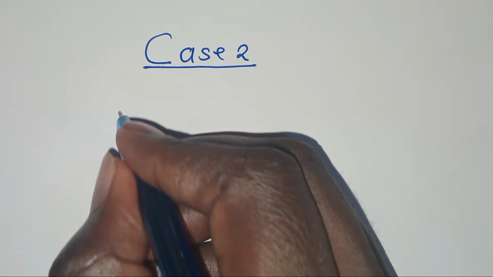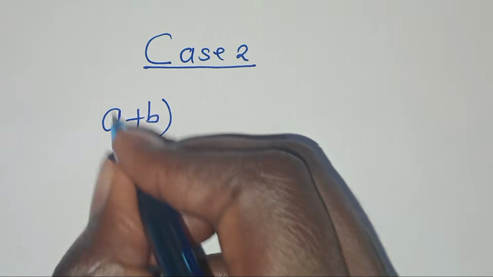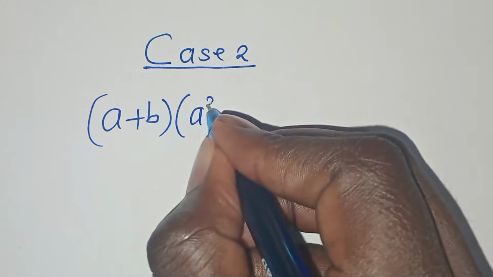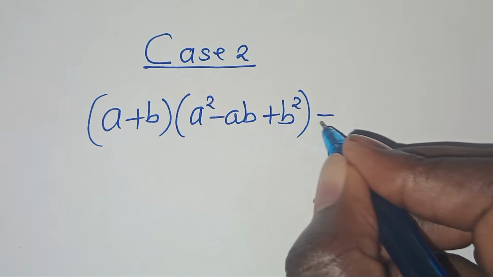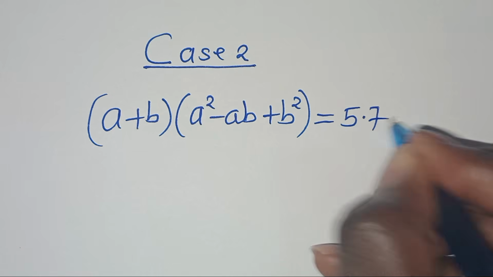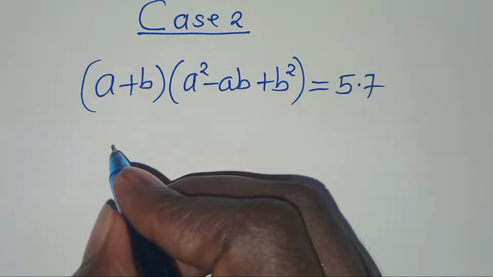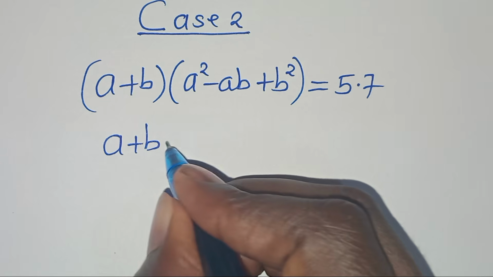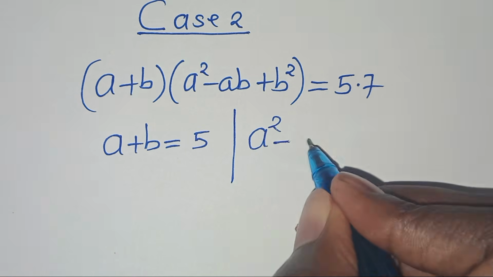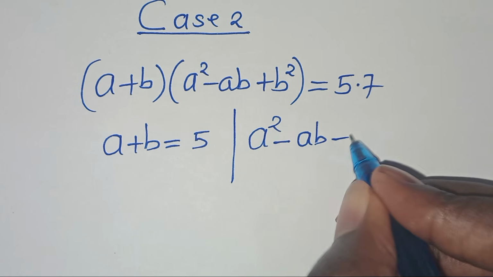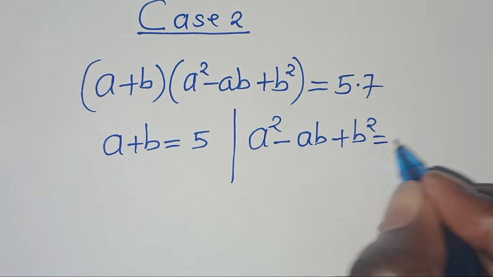Now in case 2 we have (a + b) multiplied by (a² − ab + b²), this is equal to 5 multiplying by 7. So we have a + b, this is equal to 5. Then we have a² − ab + b², this is equal to 7.